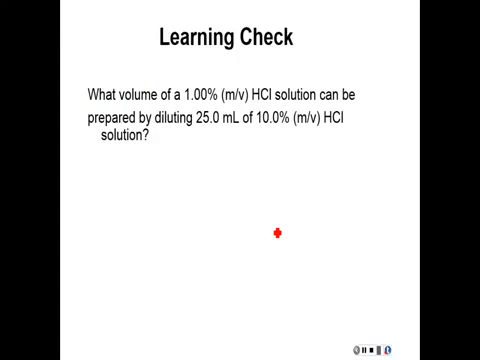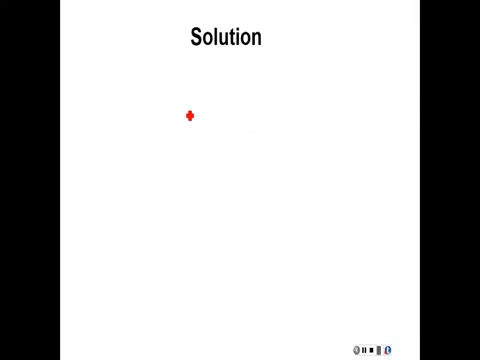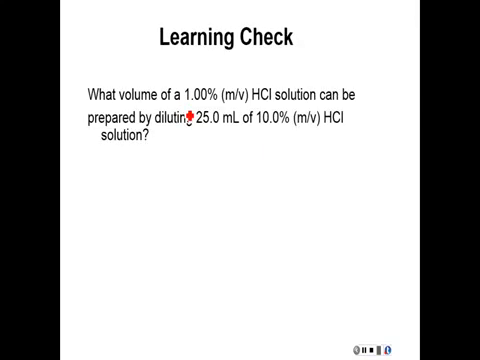Now here's one for you guys to try. Let's say we have a 1% HCl solution. You want to prepare that from a 10% HCl solution. You're going to use 25 mLs of it. Oops, so we'll go back. So here's your problem. Give it a try. Come back and check your answer.